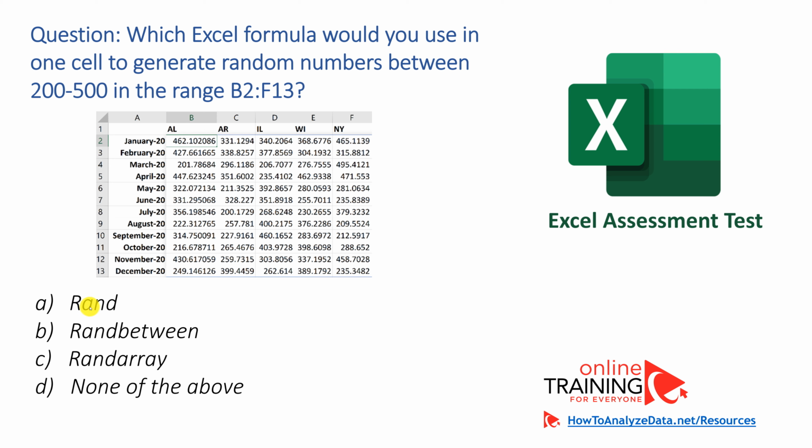And there are 4 choices. We have rand, rand between, rand array. All 3 of those are valid Excel functions. And then the choice D, none of the above. So how would you answer? What do you think is the right choice?